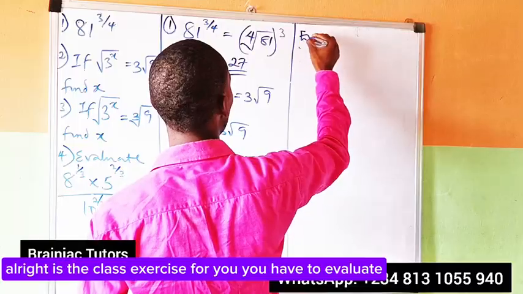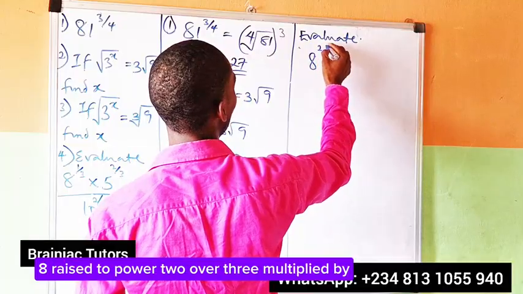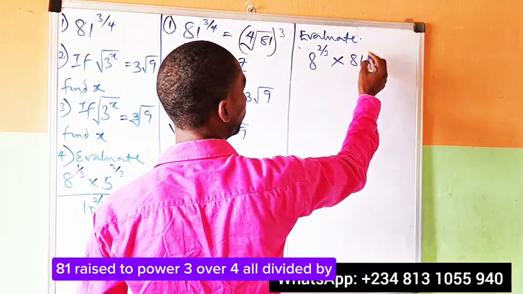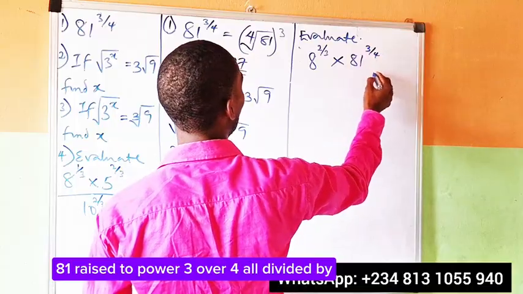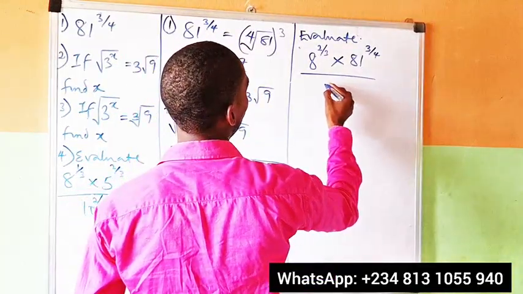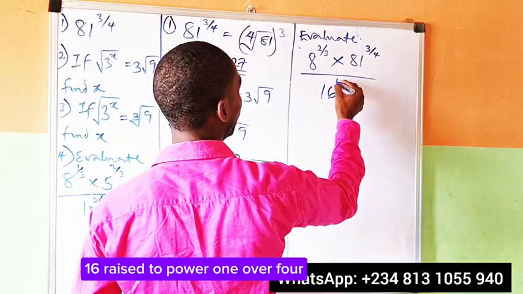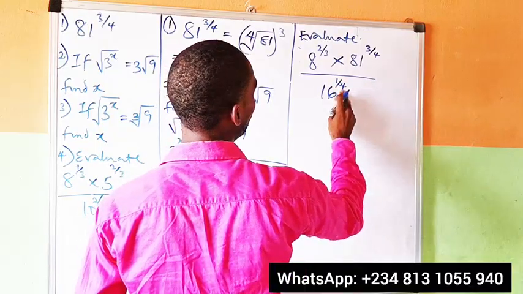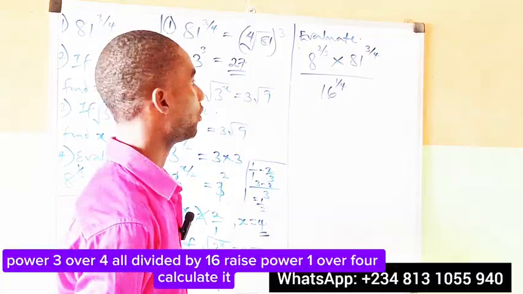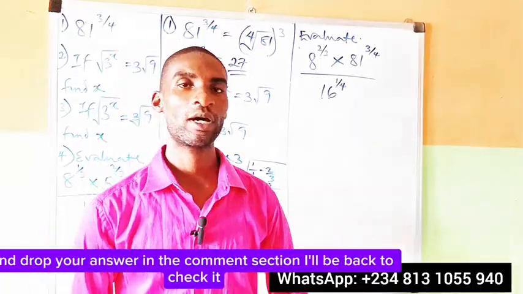You have to evaluate 8 raised to power 2 over 3 multiplied by 81 raised to power 3 over 4, all divided by 16 raised to power 1 over 4. Yes, 8 raised to power 2 over 3 multiplied by 81 raised to power 3 over 4, all divided by 16 raised to power 1 over 4. Calculate it and drop your answer in the comment section.